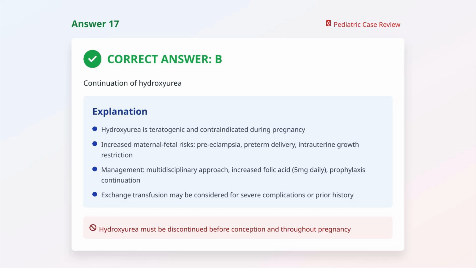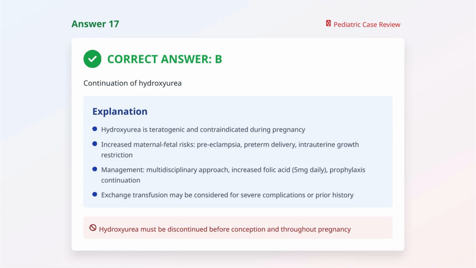The correct answer is B. Continuation of hydroxyurea is contraindicated during pregnancy. Hydroxyurea is teratogenic and must be discontinued before conception and throughout pregnancy. Pregnancy in women with sickle cell disease carries increased maternal and fetal risks, including preeclampsia, preterm delivery, and intrauterine growth restriction. Management requires a multidisciplinary approach with increased folic acid, 5 mg daily, continuation of prophylactic antibiotics, and close monitoring.